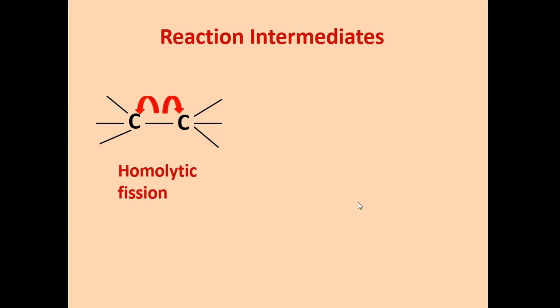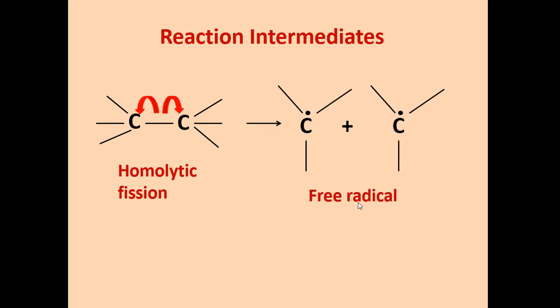This is what you call homolytic fission, and as a result of homolytic fission, we have one electron shifted to each carbon, and these odd electron species you call free radicals, and these are the intermediates in this case. In the case of heterolytic fission, you have a carbocation and carbanion formed. Whereas in the case of homolytic fission, you have free radicals formed.